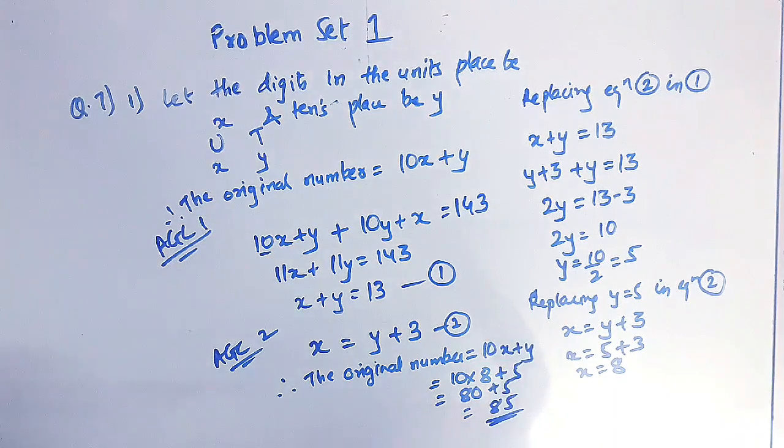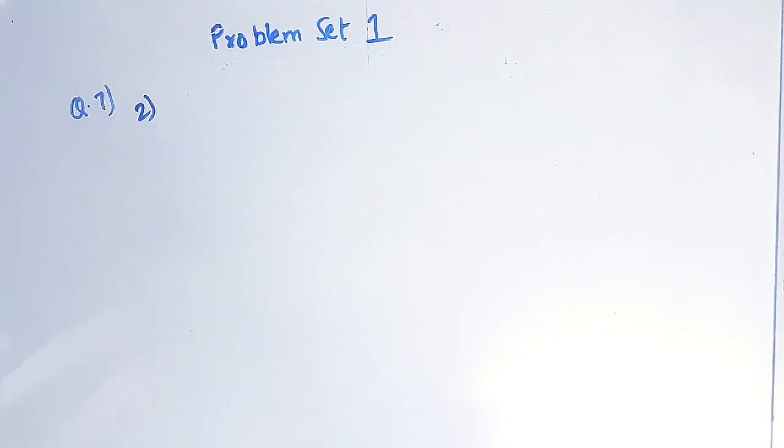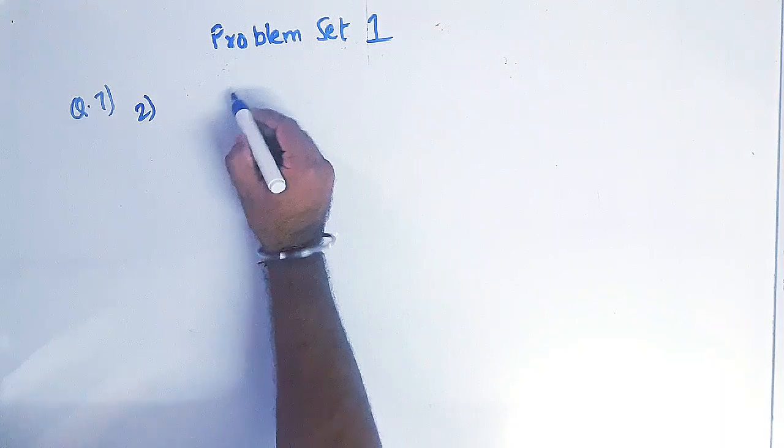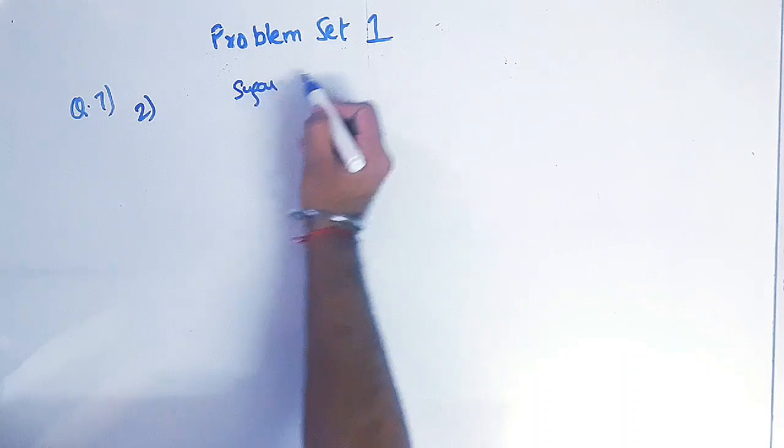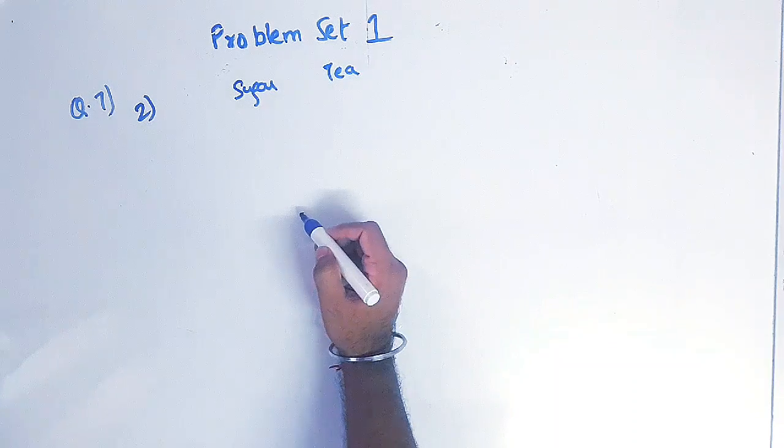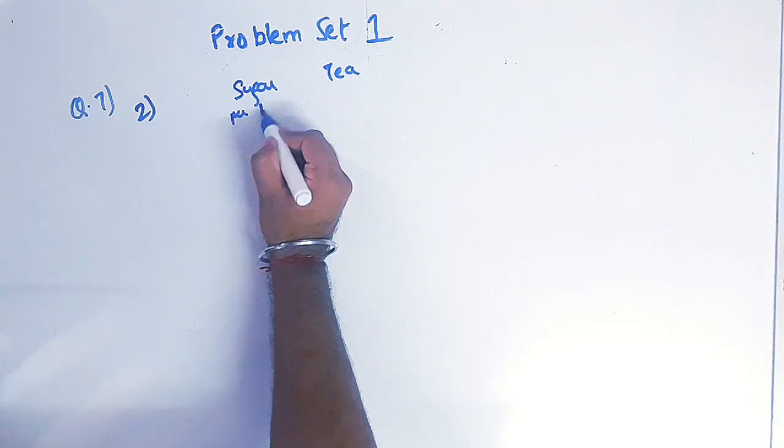Then question 7, sub question 2 says that Kanta Bhai bought 1.5 kg tea and 5 kg sugar from a shop. Now before we start, the question is very lengthy, so first we'll read the last line. What is the last line? Find the rate of sugar and tea per kg. So let us take, because we have read the last line, sugar and tea per kg.